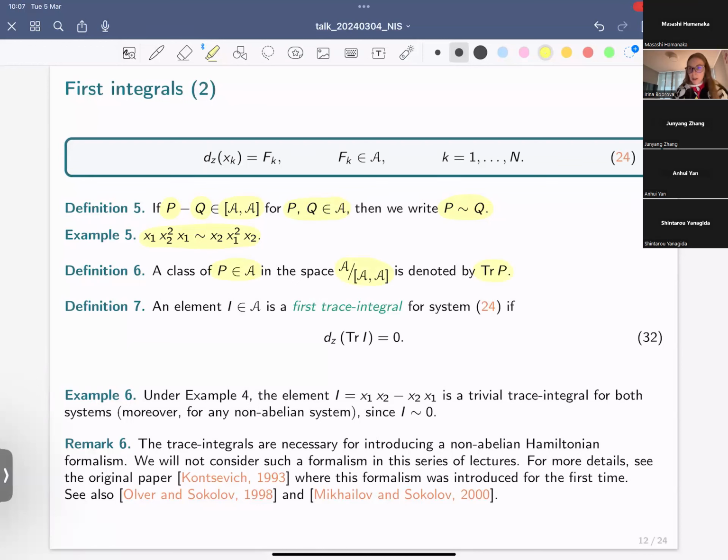And so now we are ready to give a definition of another type of first integral. An element I from our algebra A is a first trace integral, because we have this notation, in definition 6, for the system 24, if dz over trace of I is equal to 0. And then the previous example becomes trivial, because our element I is a trivial trace integral for both systems, because I is equivalent to 0 in the sense of definition 6.